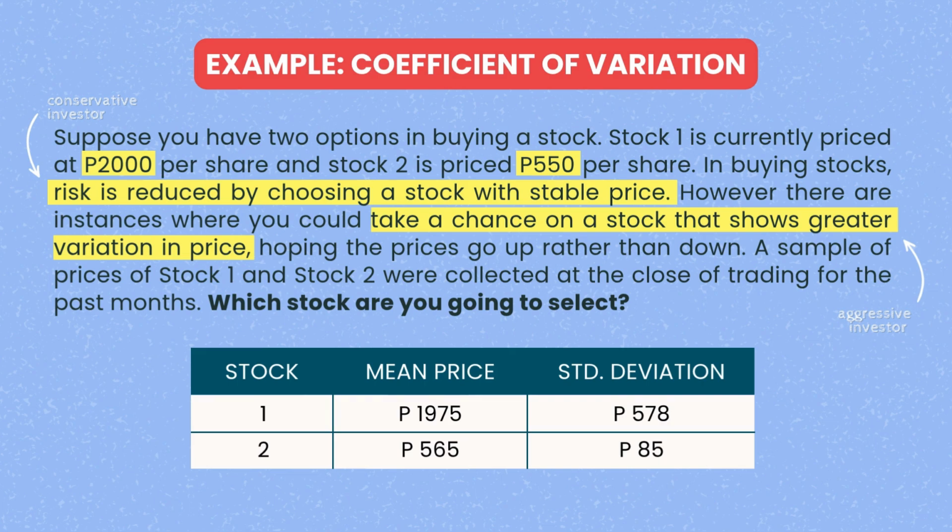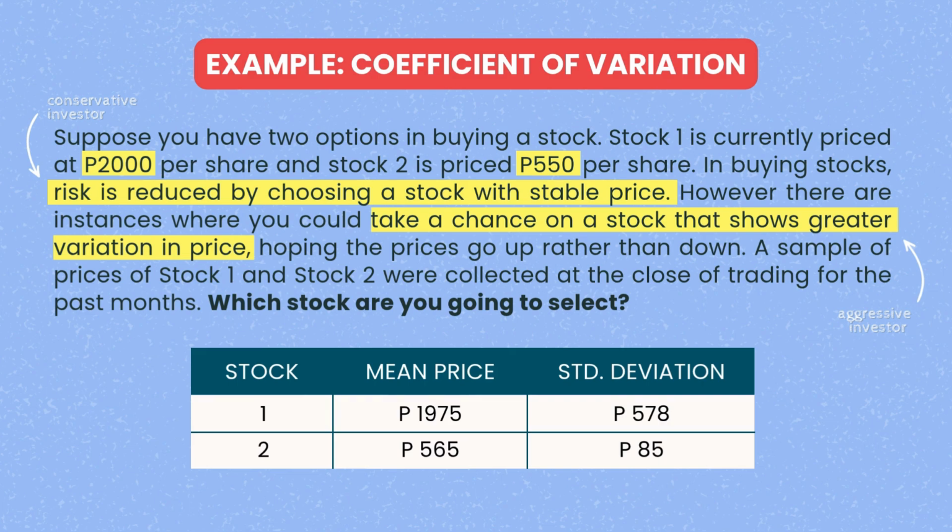Basically, this example is trying to tell us that there are 2 types of investors who buy the stocks. One is the risk-averse or conservative, and the other one is the aggressive. A conservative investor will choose the stock that is less variable or with a stable price, while an aggressive investor prefers more variable stock prices so they can wait until the prices go down as low as possible to buy the stocks. And then they will wait for the prices to go up, and that's when they sell.